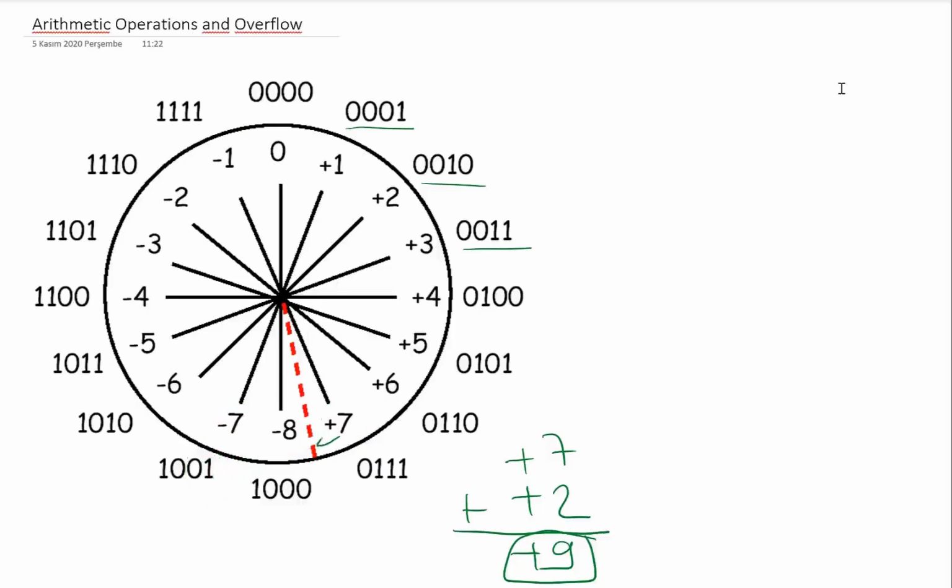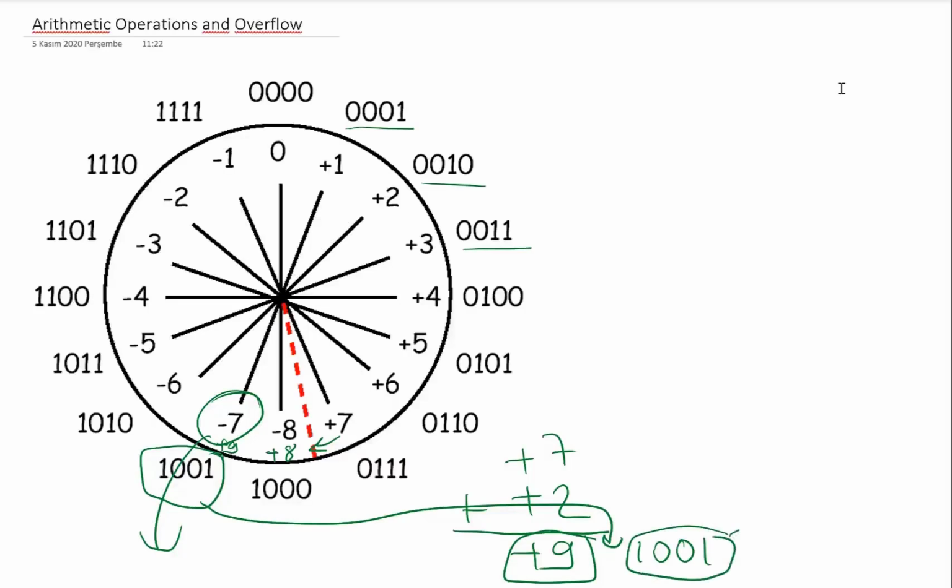So +7, this is like +8 and this is like +9. But the addition will give me this 1001. In 2's complement, this is actually -7. So I was expecting to get +9, but the addition is giving me -7. We can verify this.